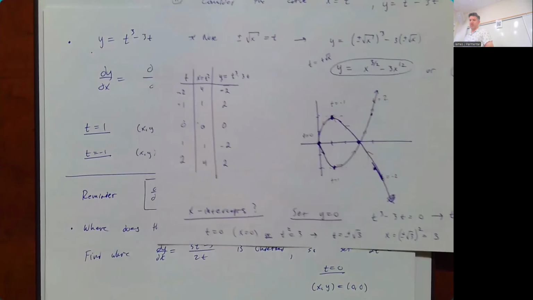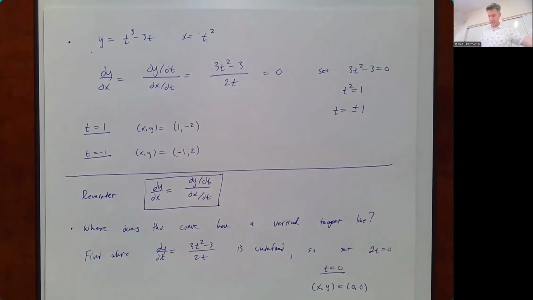And these are two questions that are probably pretty typical to ask. When we were dealing with questions like this, people do ask, where do you have a horizontal tangent line? Where do you have a vertical tangent line?